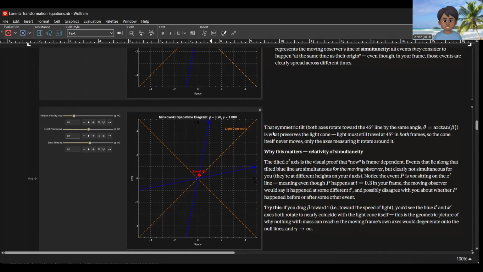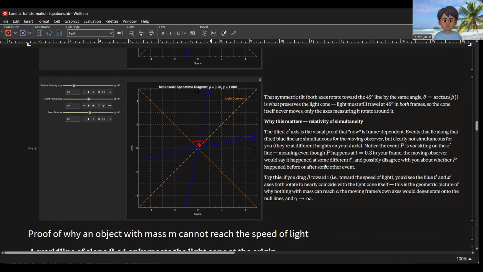So we have the symmetric tilt. Both axes rotate towards the 45 degrees here, by the same angle. The angle here is arctangent beta, which is what preserves the light cone. Light must still travel at 45 degrees in both frames. So the cone itself never moves, only the axes measuring it rotate around it.